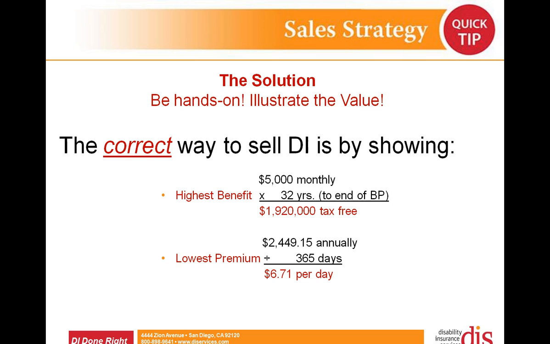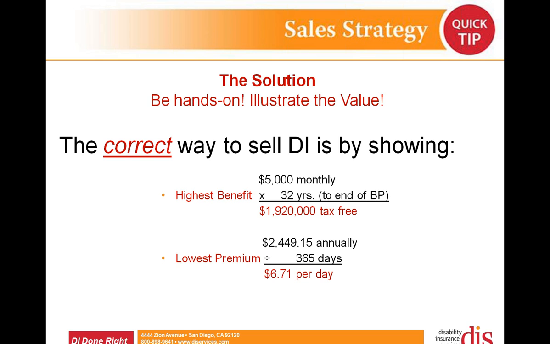Because honestly, you're buying disability insurance because you are afraid that tomorrow you might not be able to earn your paycheck. So in this person's instance, this 35-year-old male, if he got disabled tomorrow, he's potentially eligible for over $1.9 million of tax-free benefit. You just take that $5,000, you multiply it by 32 for the end to age 67 benefit period, and that will get you $1.9 million. So that's the true value. What I do is when I sit down with a client, I actually write that on the quote.